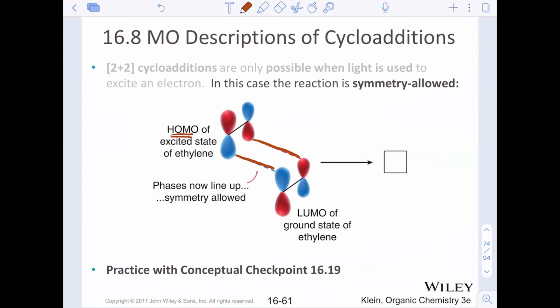All right, so we're going to talk about that a little bit more in class when symmetry is allowed. And we're going to see, can light be used to excite an electron to create a new HOMO, a new excited state HOMO that then would allow symmetry, if symmetry is not allowed in the ground state. For Diels-Alder, the 4 + 2 cycloadditions are allowed, symmetry allowed in the ground state. For 2 + 2 cycloadditions, light is necessary to excite the electron.